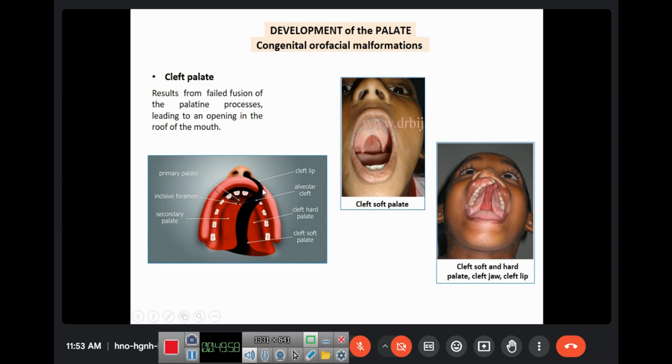And also we have the failed fusion between the intermaxillary segment, which makes the primary palate, with the rest of the upper jaw and lip, which is formed from the maxillary segment. So here is the result.